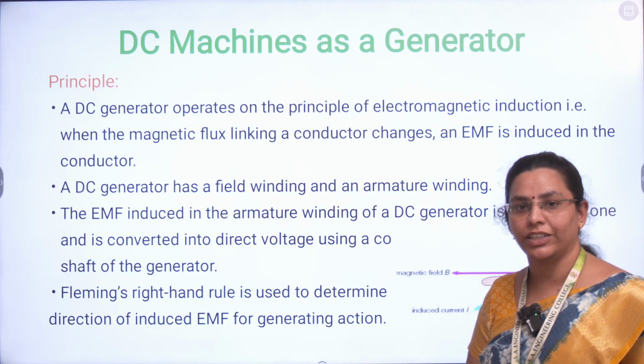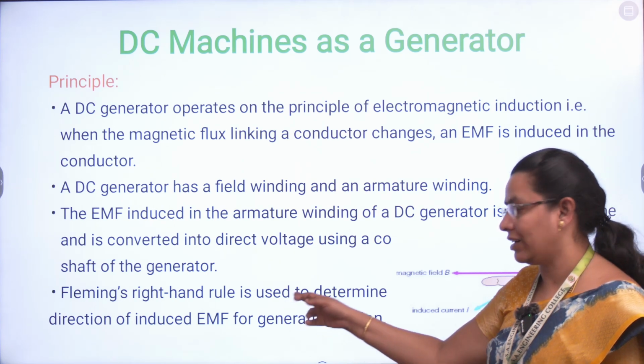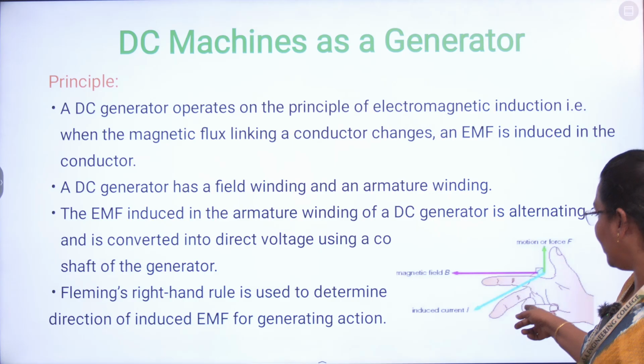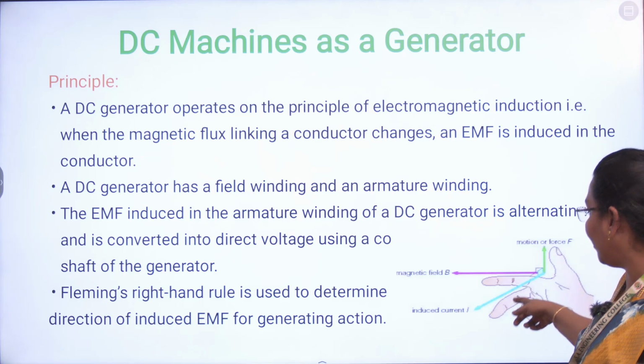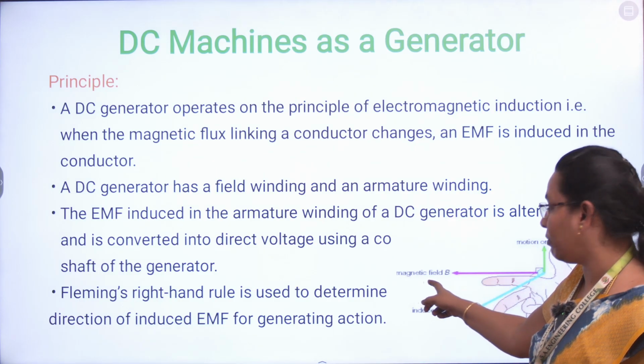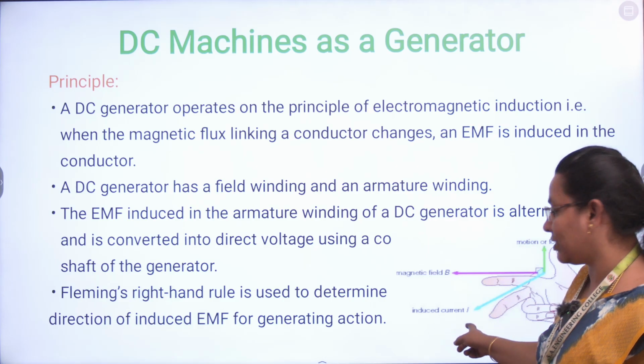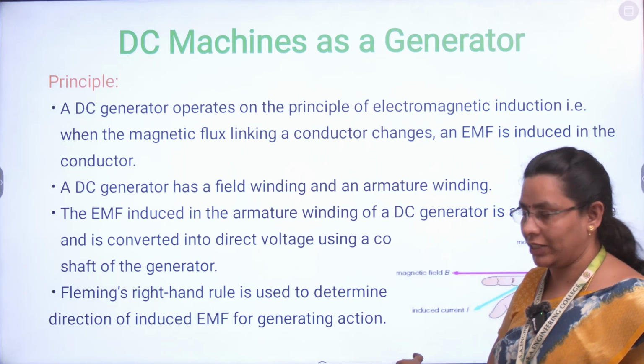The direction of the induced EMF can be determined by using Fleming's right hand rule. In Fleming's right hand rule we have three fingers: the thumb indicates the direction of force, the forefinger indicates the magnetic flux lines, and the middle finger is used to indicate the voltage.